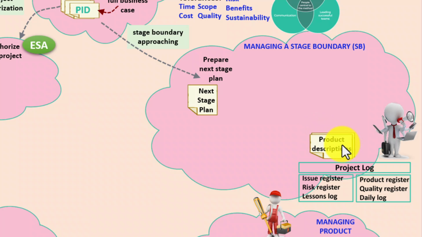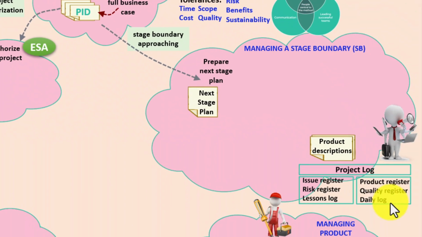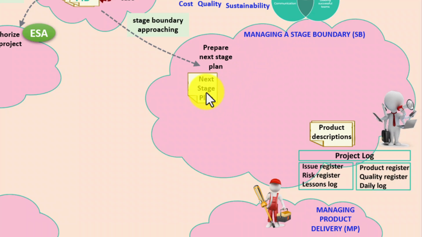Now, I've also given a reminder to the project log, which we mentioned up here. Now, the project log, or at least parts of it, will constantly be referred to, updated and amended as the project proceeds through its various stages. But I thought it particularly important to mention here, since in managing a stage boundary, we're creating the next stage plan. And, as you're about to find out, updating the project plan. So it's highly likely the project log will get a lot of action here.